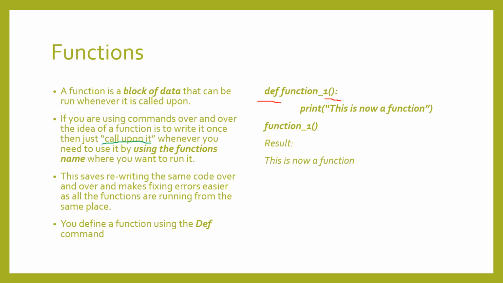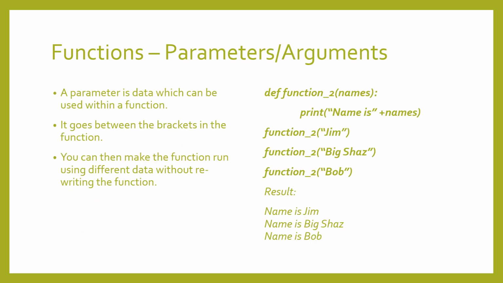Now, within the brackets is where your parameters go, basically the data that's going to be used within your function. So if you're not sure about that, don't worry too much, but the parameters are the information that's going to be used in your function, or the data you want to use in your function. Right, so parameters and arguments are the data that's going to go within your function. It's the same thing, but it's basically the thing that goes in the bracket.